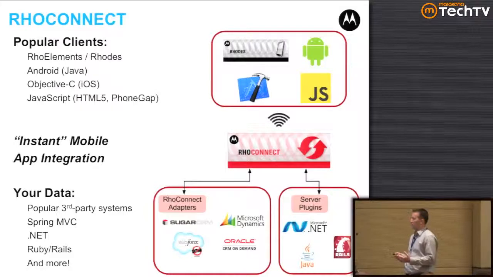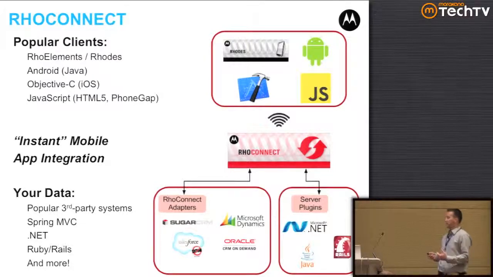So how does RhoConnect work? You write these pieces of code called source adapters, which Adam talked a lot about yesterday, where you transform your back-end data into simple data structures that can be synchronized. And the way that you transform that data in a source adapter, it's a pretty generic system.